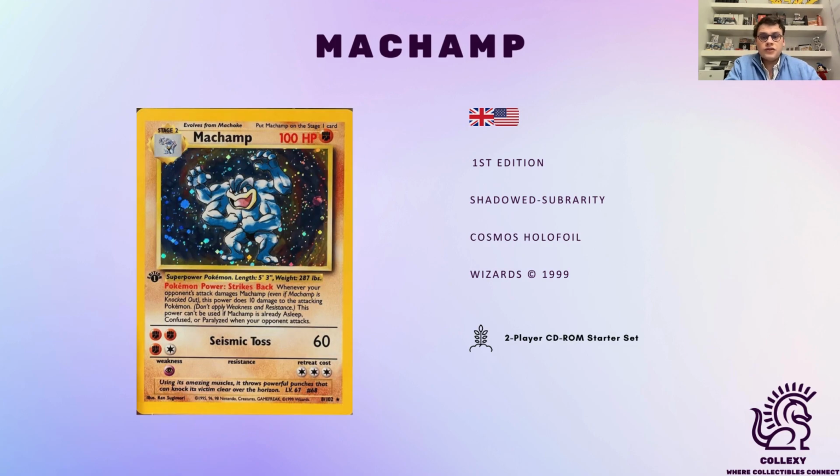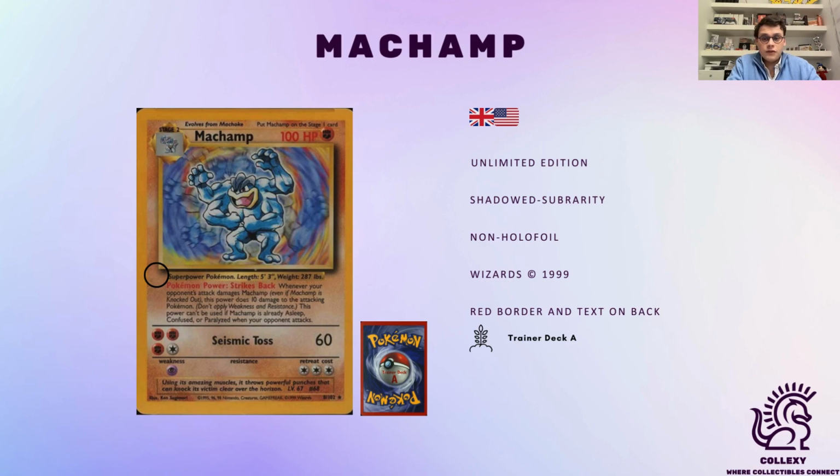The third extra variant of Machamp is identical to the two previous ones, and the only difference with the last one is that this is a Cosmos Holofoil variant. It is the only base set variant in English that has a Cosmos Holofoil treatment, as normally all English variants have a Starlight Holofoil. This version could exclusively be received in the two-player CD-ROM starter set.